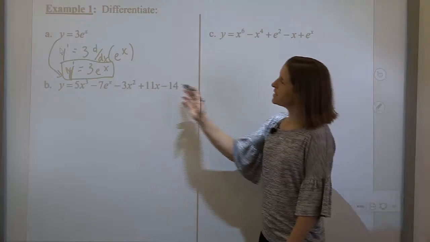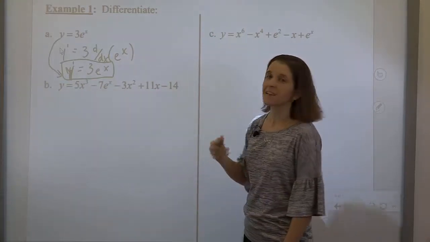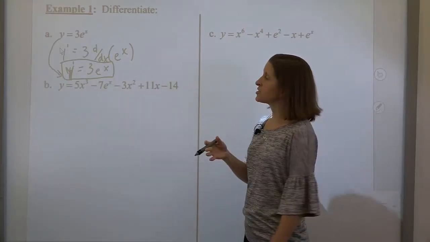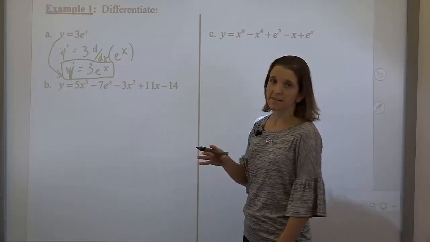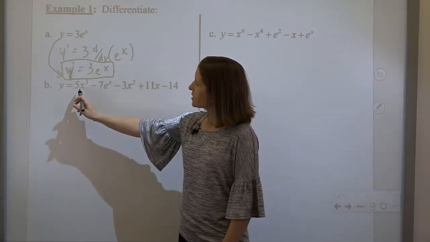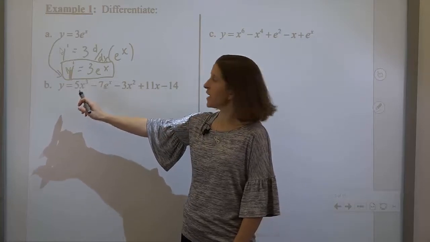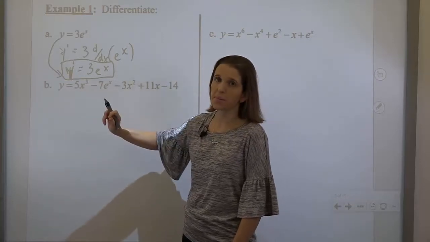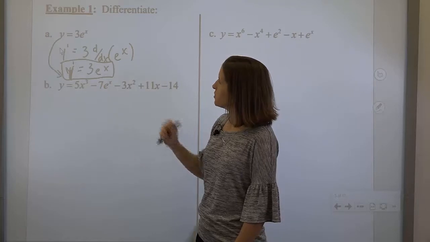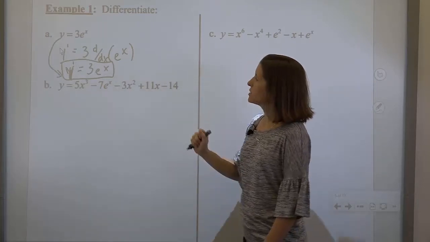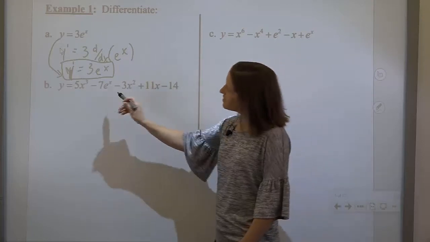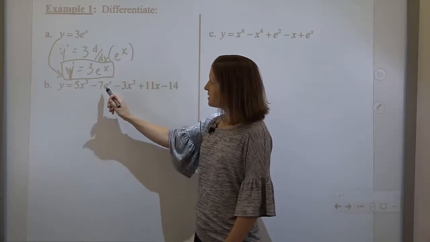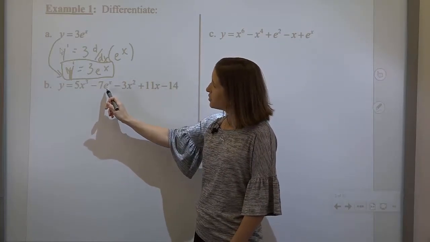Okay, so now we need to be careful in part B, because you see that I have multiple kinds of functions mixed together, and we have to be conscious of which kind of function we're dealing with. 5x cubed, that's the old power rule. That's a variable base with a number constant exponent. So is 3x squared, so is 11x, and so is 14. It's a constant.